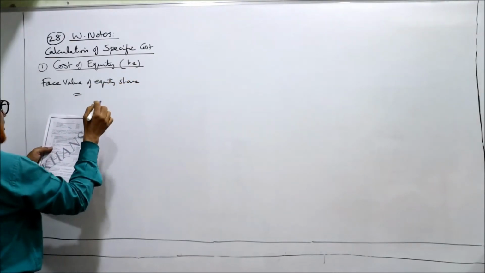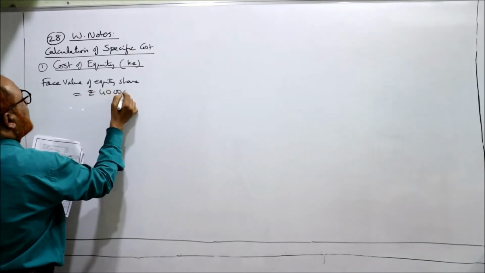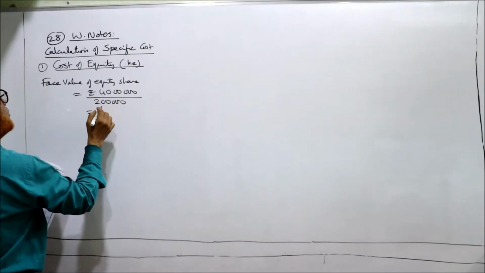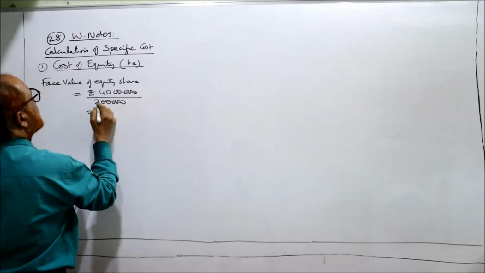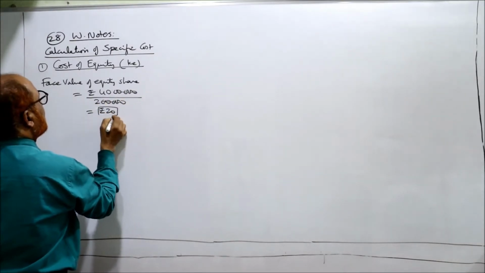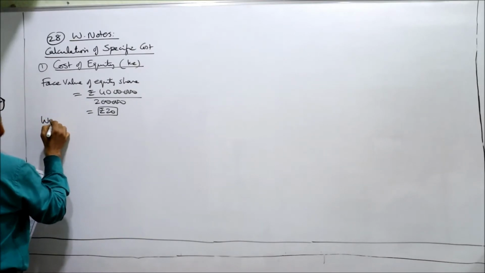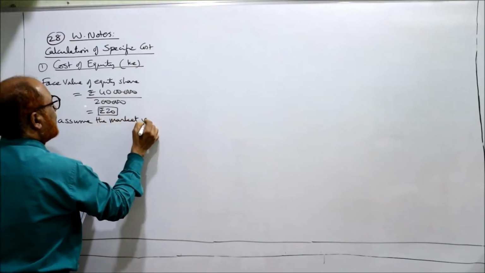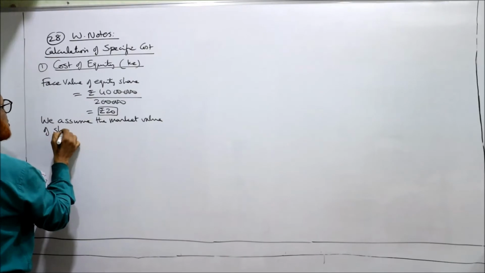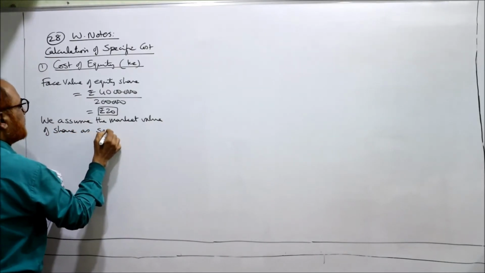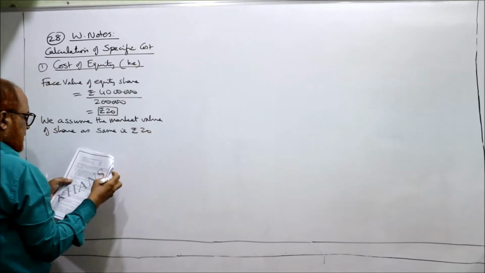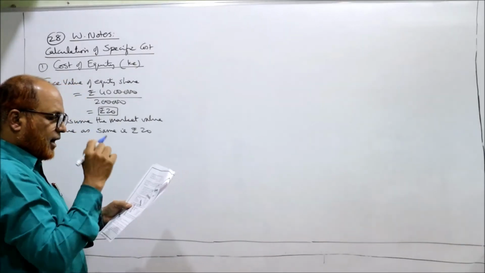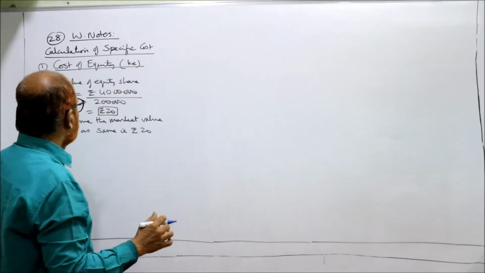is equal to total equity share capital of rupees 40 lakh divided by the number of equity shares, 2 lakh. That is equal to, zeros get cancelled, rupees 20. Face value is rupees 20. We assume the market value of share as the same, that is rupees 20. Now dividend, it is given that the company has paid equity dividend of 20% and in future it is expected to grow at 5%.